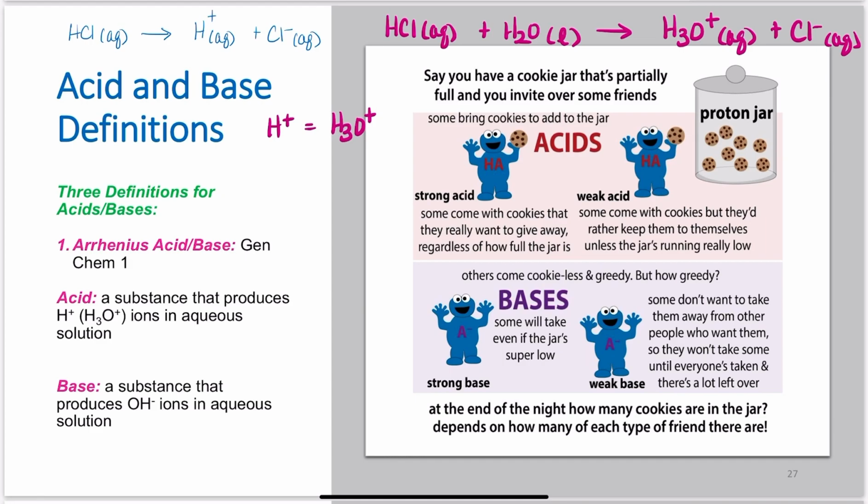A base is anything that produces OH minus ions in solution. So sodium hydroxide is our most common base source. If I take sodium hydroxide and put that in water, I get sodium ions, which behave as spectators. We're going to talk about spectators in another video in this chapter. And hydroxide ions. Hence, it has formed hydroxide ions in an aqueous solution.